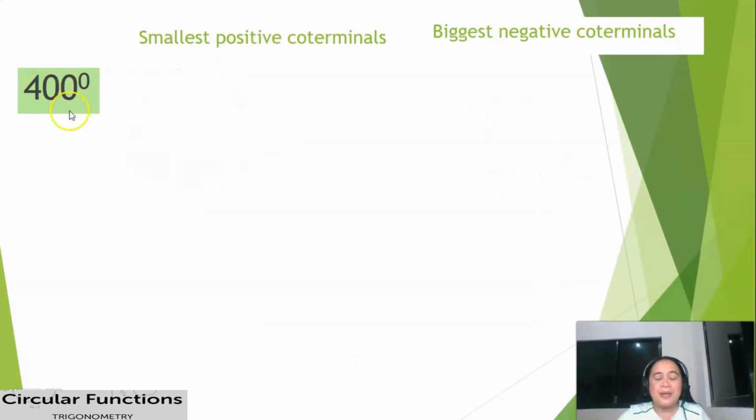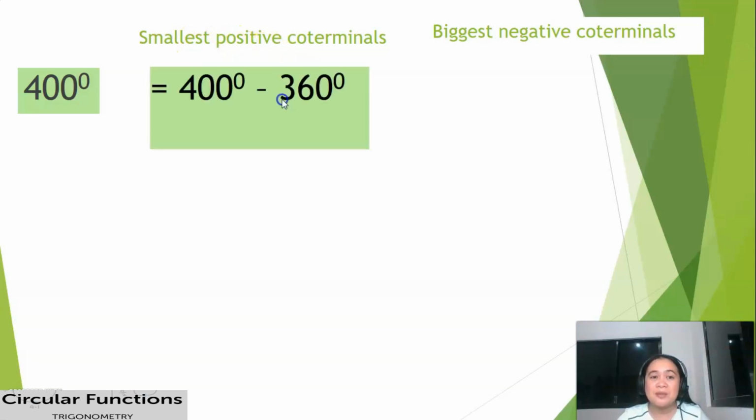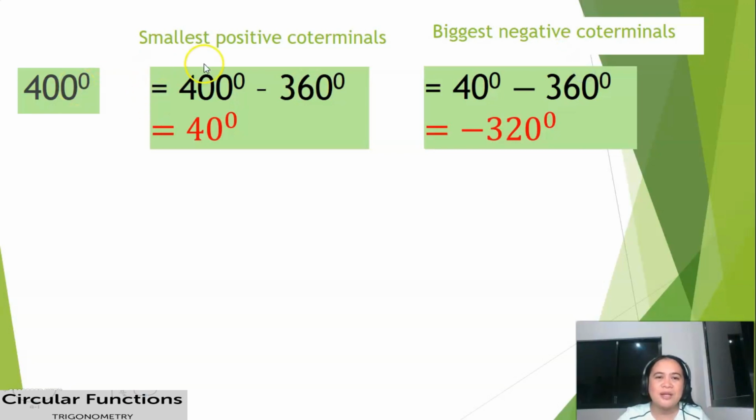Now, the basic rule in identifying a coterminal angle is you just keep on adding 360 degrees or you keep on subtracting 360 degrees. For example, 400 degrees. This is already more than 360. So let's get its smallest positive coterminal. We will simply subtract. 400 degrees minus 360 will get 40 degrees. So meaning 400 and 40 degrees have the same terminal sides. Now, to get its negative coterminal, 400 minus 360 minus 360, then we will end up with negative 320 degrees.